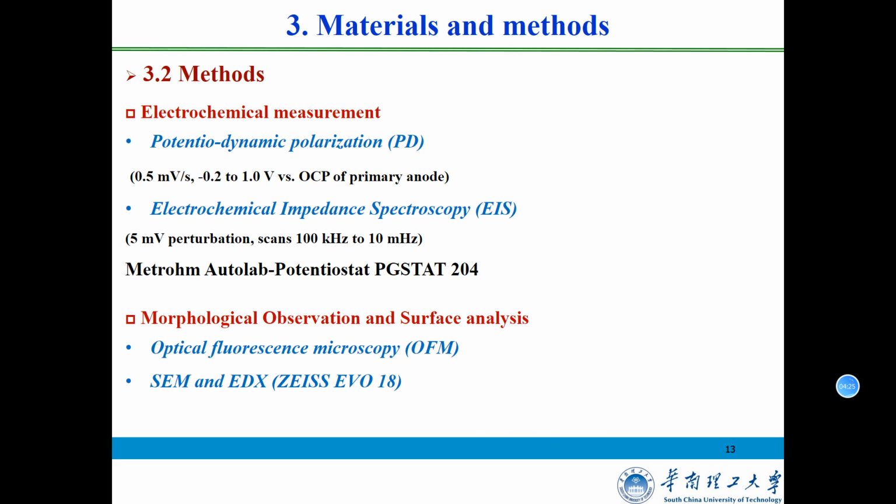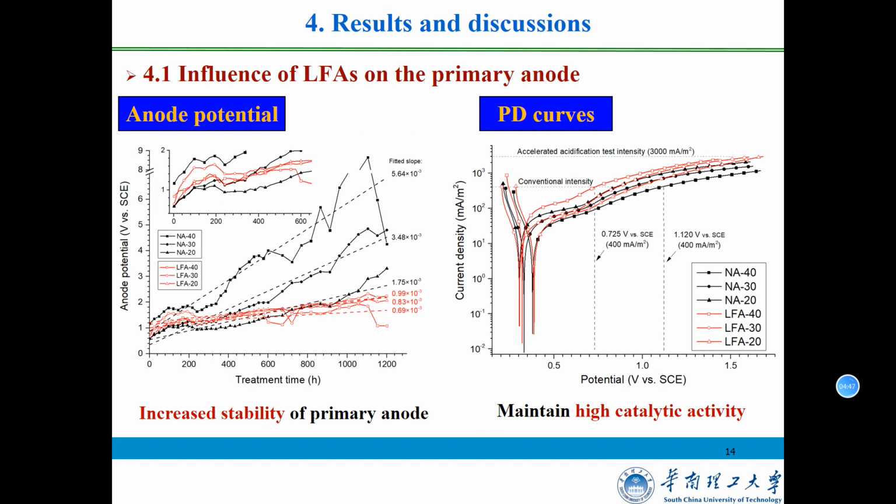The electrochemical measurements were used to characterize the influence of functional aggregates on the electrochemical behavior of the primary anode. Besides, the morphology and composition alterations of the primary anode and the mortar matrix were evaluated by OM and SEM observations combined with the EDX analysis. First, let's look at the influence of the functional aggregates on the primary anode.